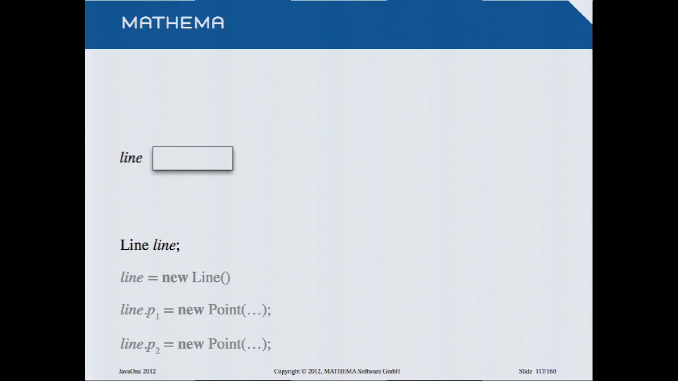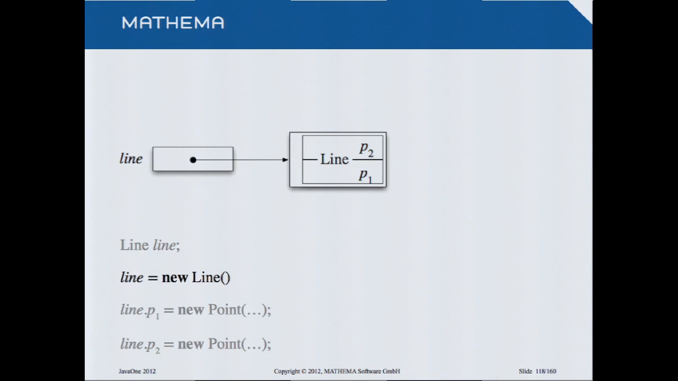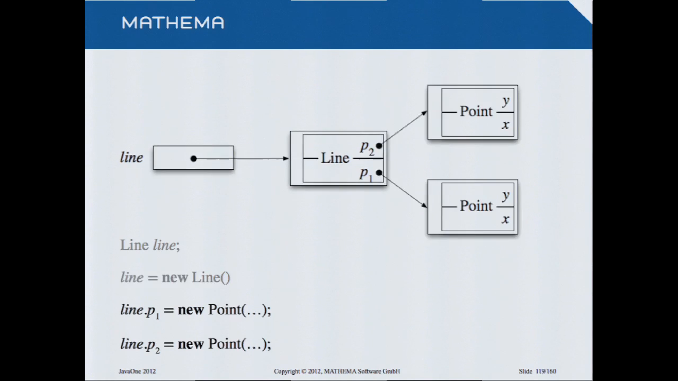If we say in our Java program, give me a line variable, then we have some sort of pointer. And the pointer points to a line if we create one. And then we create points and assign the address, the reference to the line. So this is what a typical object-oriented program will do.